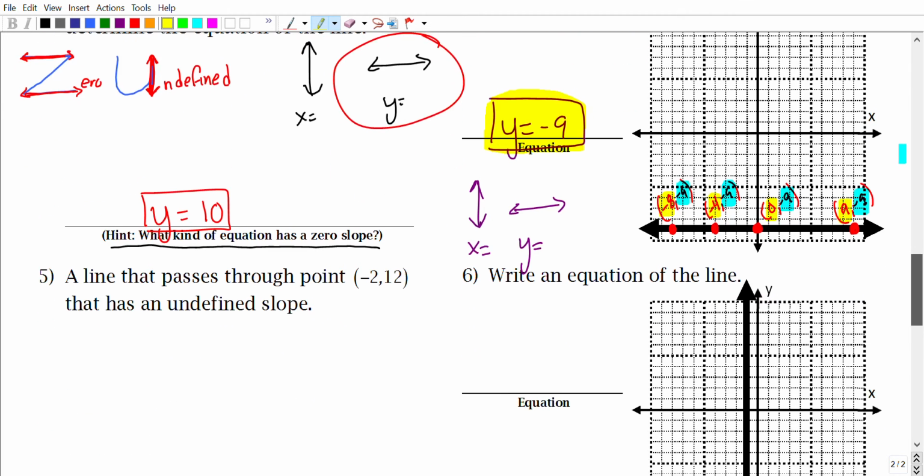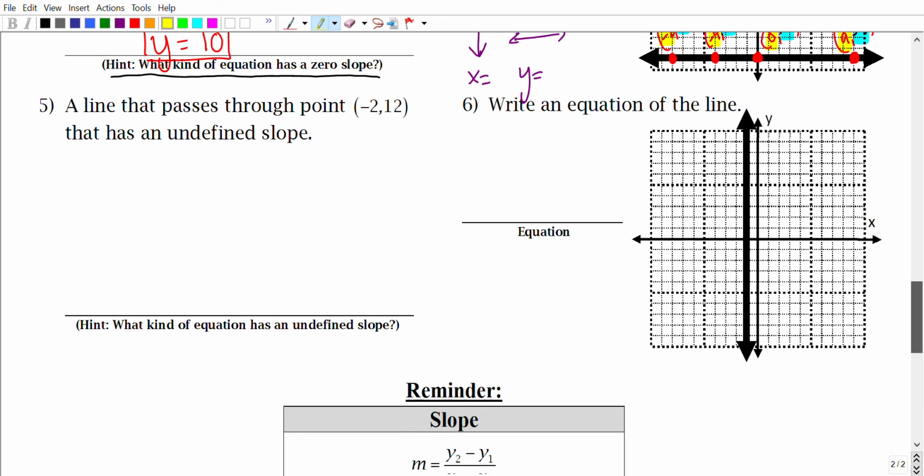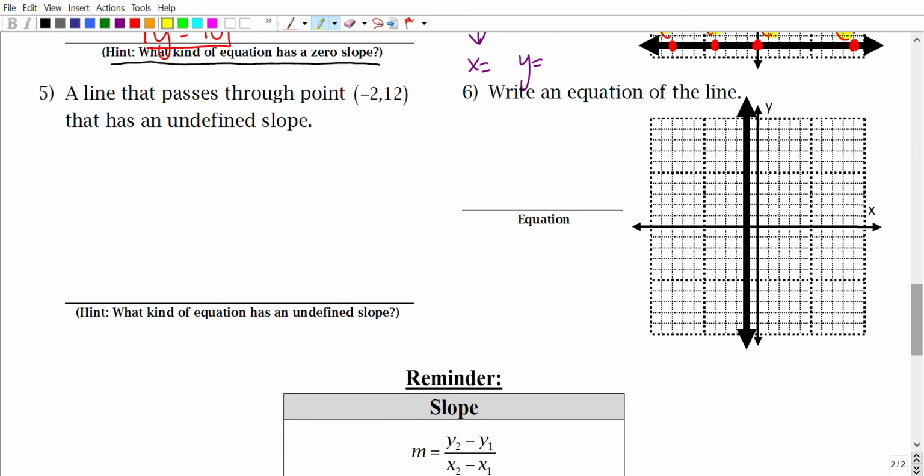Okay, let's take a look at number 5. See how you do.